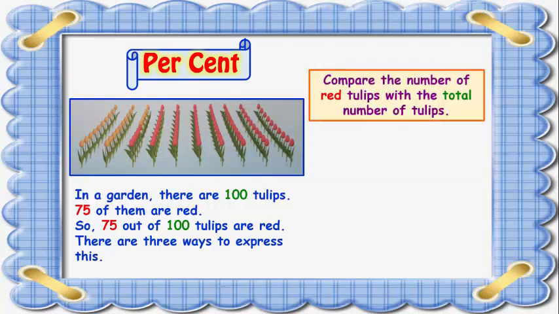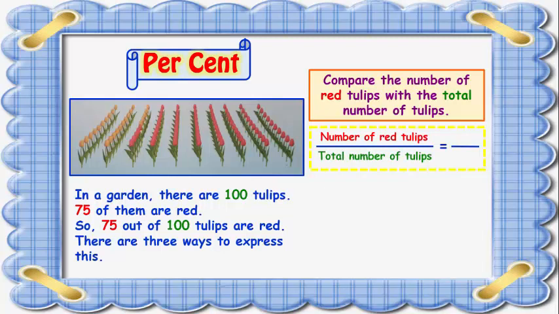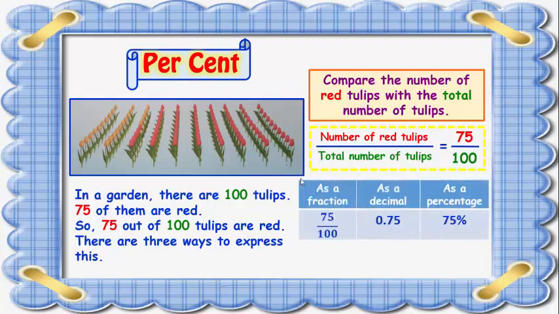The first, compare the number of red tulips with the total number of tulips. The number of red tulips is 75 and the total number of tulips is 100. Now we express it in 3 ways: the first as a fraction, the second as a decimal, and the third as a percentage.